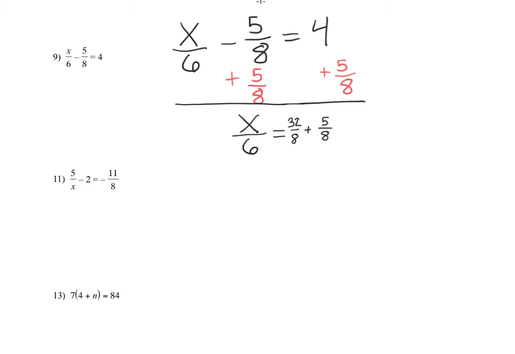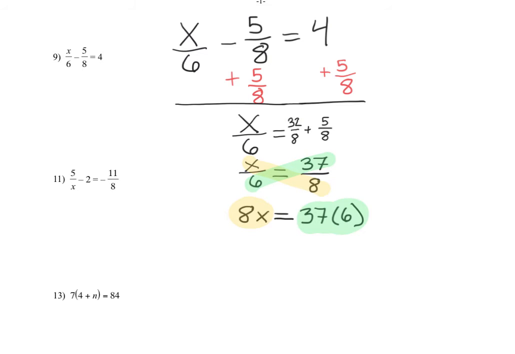Now I can add my fractions together because they have a common denominator. 32 plus 5 is 37. So the right side of my equation is now 37 over 8. Now I'm ready to use my cross products property. To do that, I multiply my numerator on the left and my denominator on the right, and put those on the left side of my equal sign. Then I multiply the denominator on the left and the numerator from the right and put that product on the right side of my equal sign.